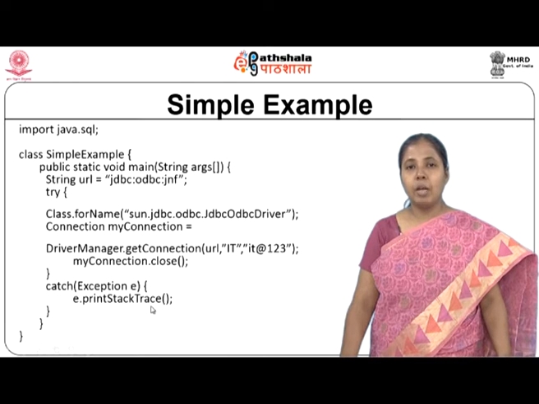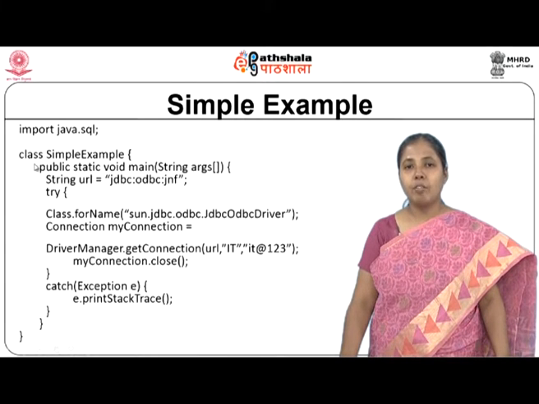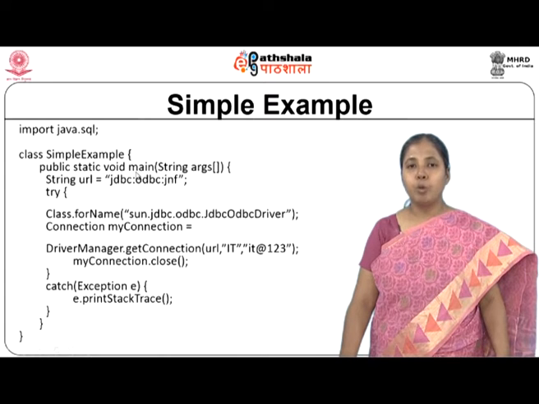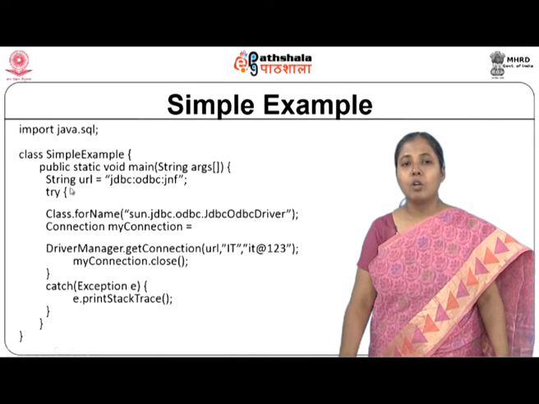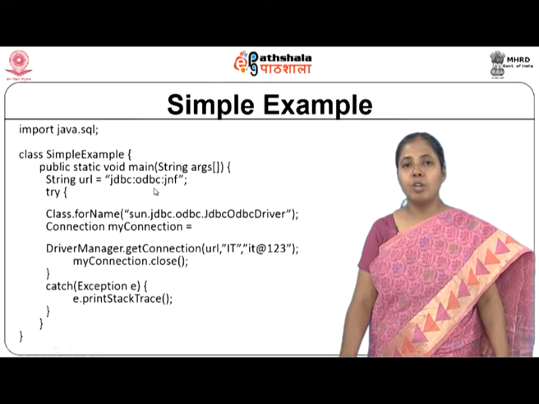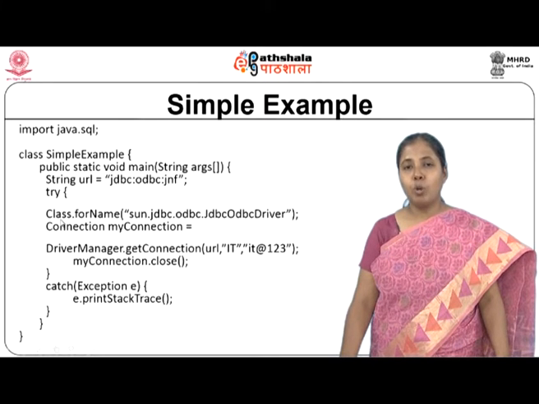This is a very simple example of how you start writing a JDBC program. You start by defining the class, then you put in your main method. Within this, you first give the JDBC URL, here given as jdbc:odbc:JNF, and now you have to load the driver. To load the driver, use Class.forName and give the driver.